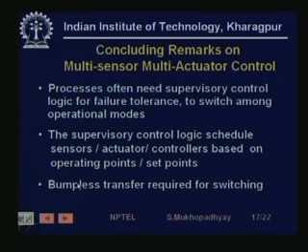Only one thing: you must ensure that when you are switching from one mode to another, there are not too many bumps. We have considered bumpless transfers in the context of PID control. We should not have too many bumps when transferring from one mode to another, because that is sometimes not good for actuators or plants.